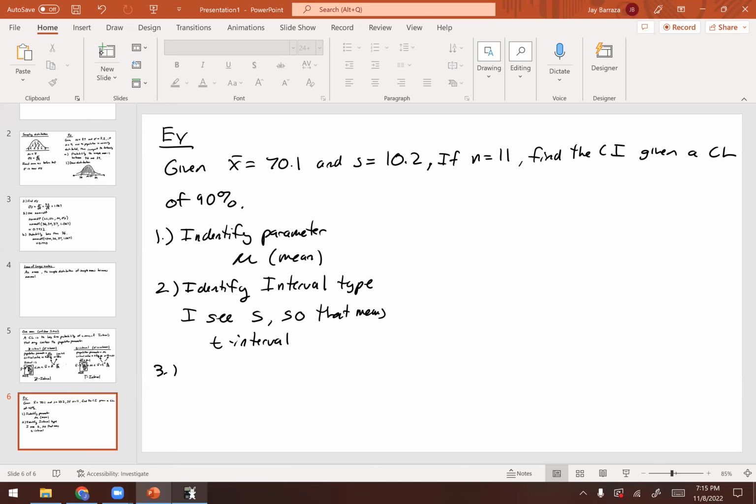Step three, find X bar, S, and N. Now in this problem, I make it super obvious what they are, but on a word problem, you have to dig a little deeper than that. So X bar is equal to 70.1, S is equal to 10.2, and then N equals 11. Does everyone see that? That's the information you need to fill it out in your calculator.